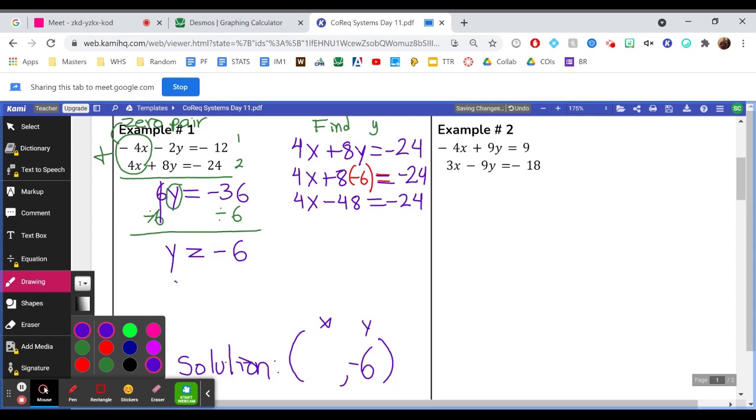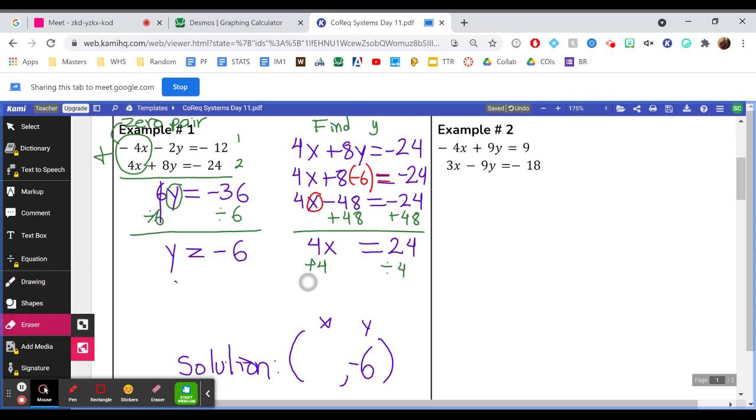Now at this point, I need to have x by itself. So I'm going to add 48 to both sides. Okay, so this again is a zero pair, negative 48 and positive 48. So I'm left with 4x is equal to 24. Once you check that on decimals, that's what you should get. Then my next step, I need to divide both sides by 4.